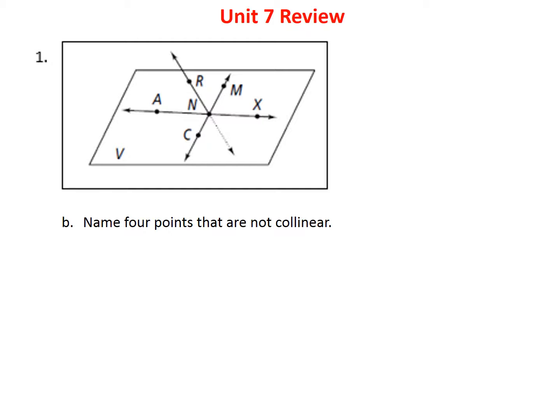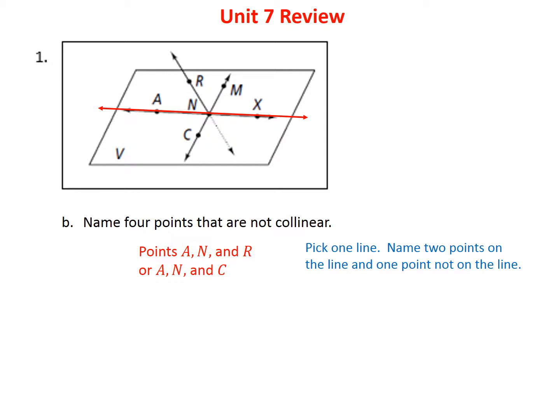This means 4 points that are not on the same line. All right, so all we have to do is pick a line, and let's say we name 2 points on that line and then another point that is not on that line. So for example, here I have the points A, N, and X. So let me pick another point that's not on that line. My choices are R, C, or M. So if I pick any of these points, A, N, and R, for example, would be an example of 3 points that are not collinear, and A, N, and C would be another one that's not collinear.